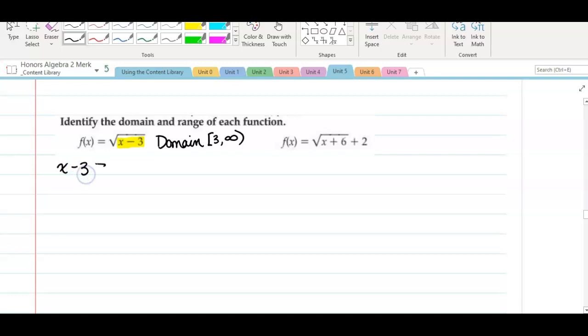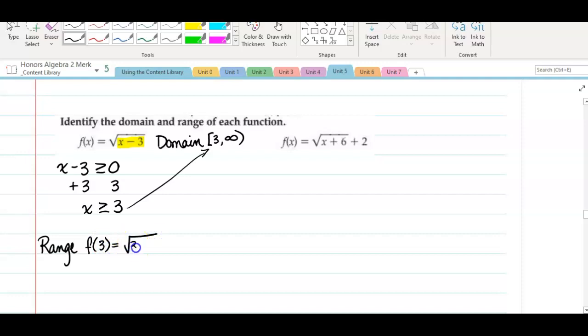X minus 3 must be 0 or positive. When I add 3 to both sides, x is greater than or equal to 3. That gives me my lower limit on that interval. When I put that back in to find the range, we end up with f of 3 is the square root of 3 take away 3, which is 0. So my range is going to be from 0 to infinity.